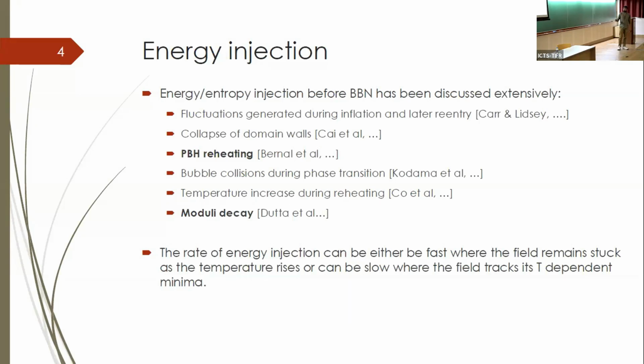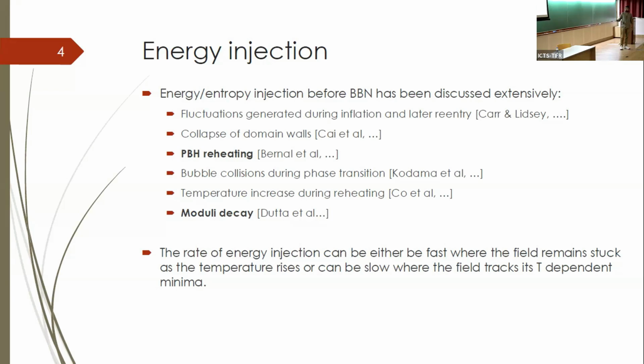Now what we want to look at is: suppose in the early universe there are any energy injections before BBN. In the past, people have talked about such scenarios in a variety of different approaches. One way is via fluctuations that are generated during inflation and enter the horizon later. Another way is if there are initially some domain walls lying around and they collapse, which can lead to some energy injection. People have also considered PBHs in the early universe, which can then evaporate and reheat the universe. There are also possibilities of bubble collisions during phase transitions.